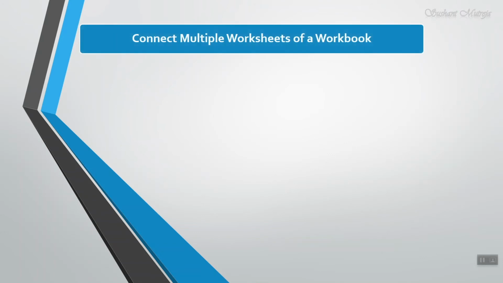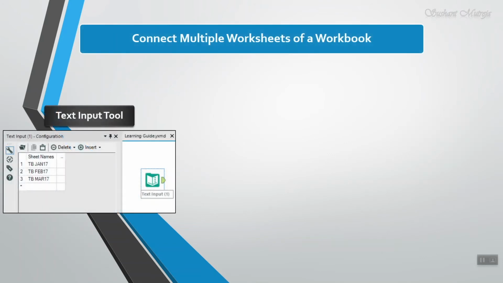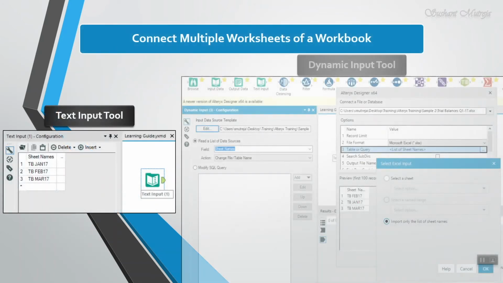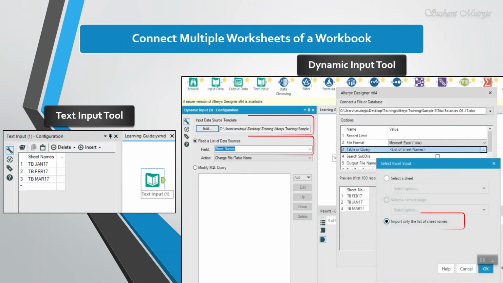Once we have listed all the worksheet names in the text input tool and selected the workbook under input data source template, along with the field name under read a list of data sources of the dynamic tool, we can have a stacked information of all the worksheets in a selected workbook.